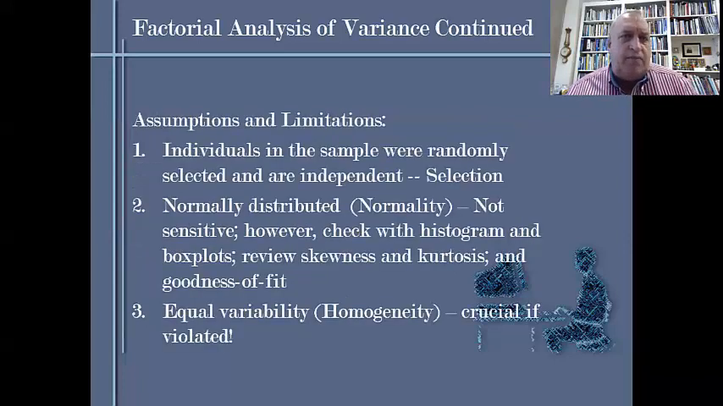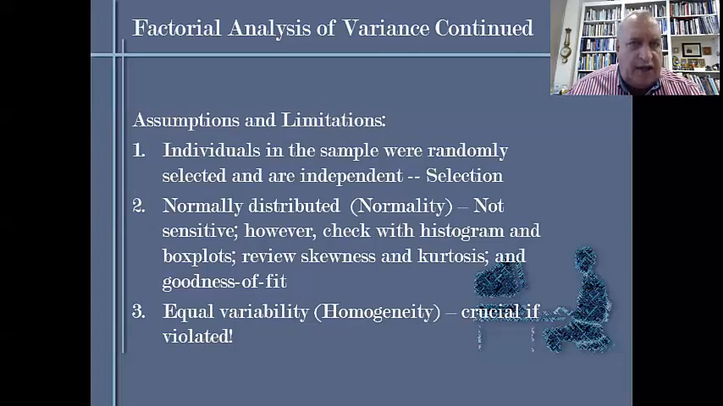Now, what are some of the assumptions and limitations that we have to keep in mind as we look at the data and how we collect that data for doing a factorial analysis of variance? First of all, the individuals in the sample were randomly selected or independent. So again, our selection, how did we choose them? And that's why randomness is so important in our selection of our sample. Now, are they normally distributed? Does that mean that the variances that you're looking at are distributed normally across the population?